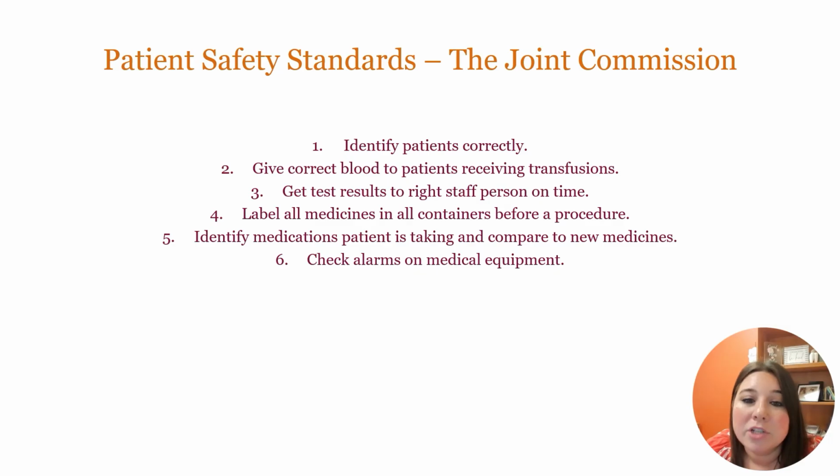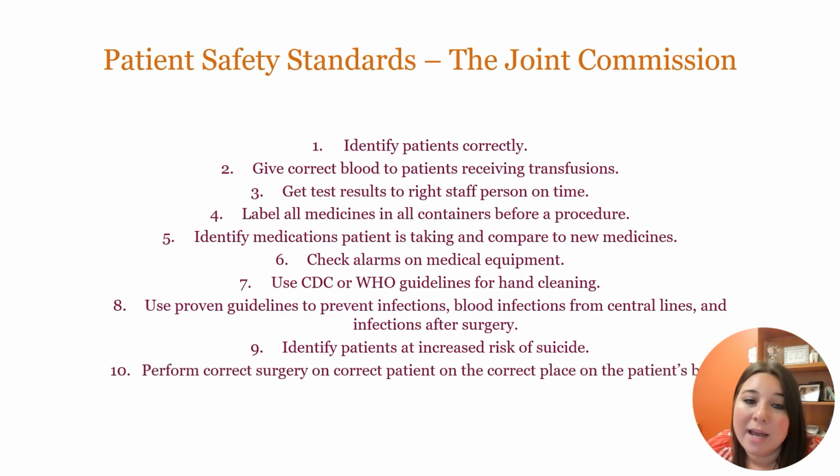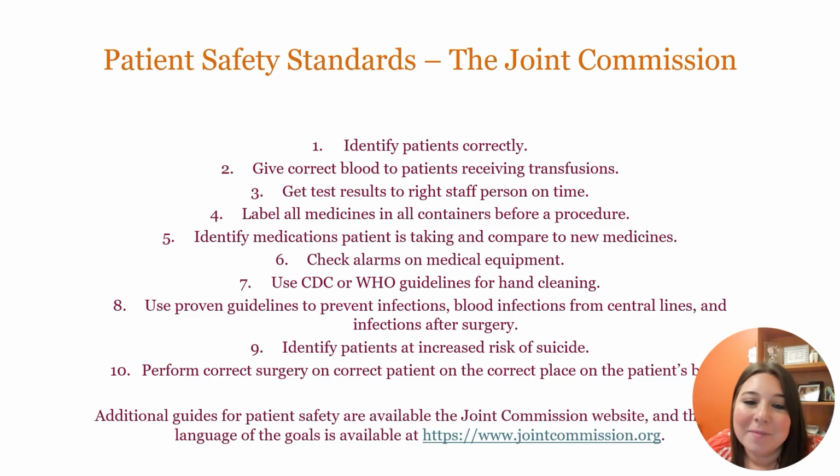Number 6, check alarms on medical equipment. Number 7, use the CDC or WHO guidelines for hand cleaning. Number 8, use proven guidelines to prevent infections, blood infections from central lines, and infections after surgery. Number 9, identify patients at an increased risk of suicide. Number 10, perform correct surgery on the correct patient at the correct place on the patient's body. And then you can also find additional guidelines for patient safety through the Joint Commission.